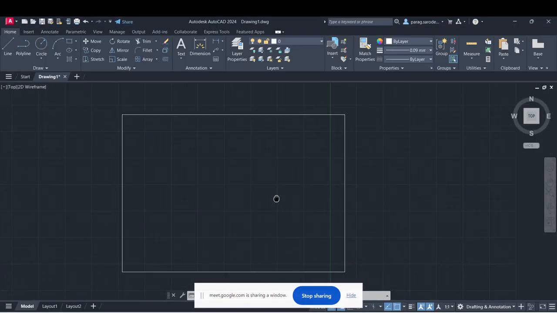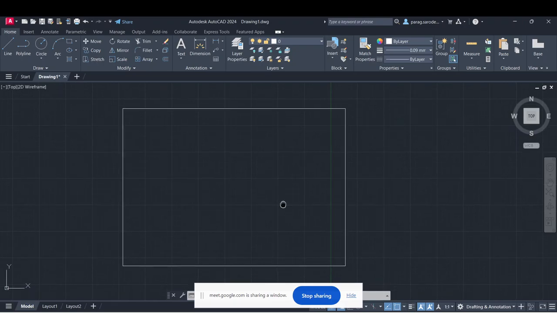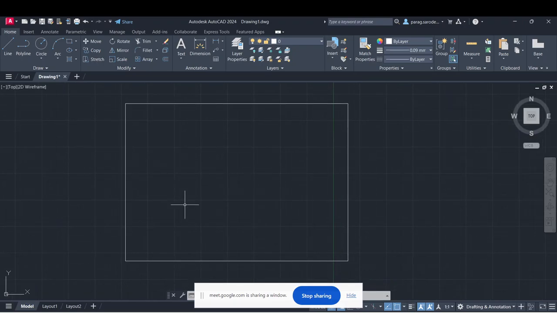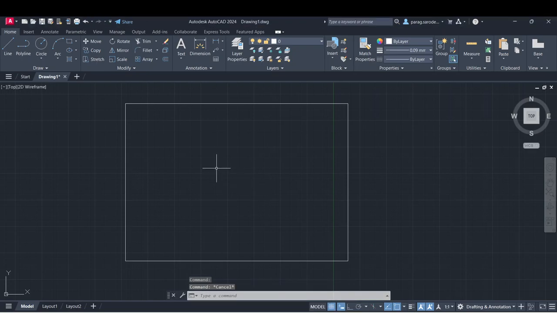Are you able to see the AutoCAD screen? Yes, sir. Okay. This is a typical AutoCAD screen in which we will go through the draw toolbar first, and then as per the need, we will go through modify. So how do we draw a triangle? For drawing a triangle, we need to understand what type of triangle it is. Let us take a very simple triangle.